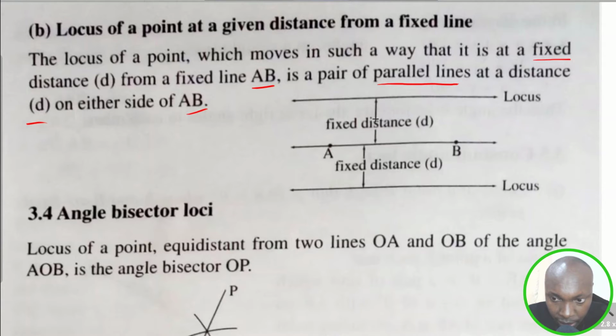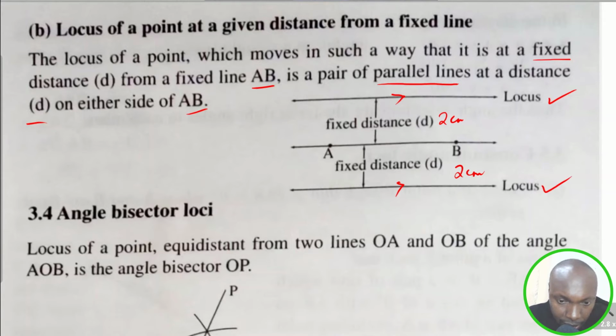So let's say this distance can be 2 centimeters. So you need to have 2 centimeters above that line and 2 centimeters below that line. That is the fixed distance D. So after drawing that, you notice that this one is a pair of parallel lines that is at the same distance above and below of that fixed line. So this is the locus and this one is the locus.